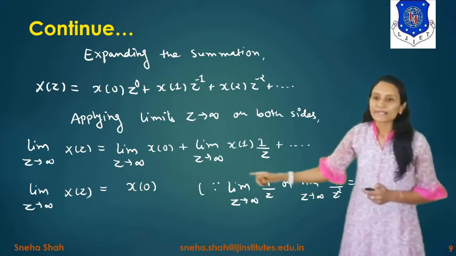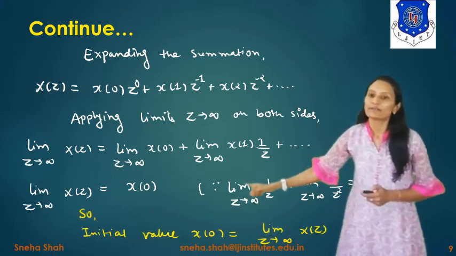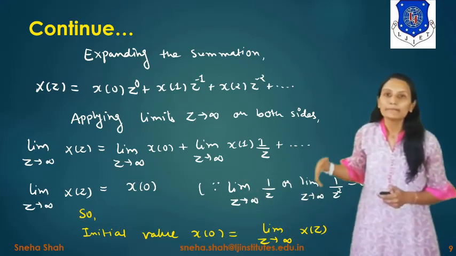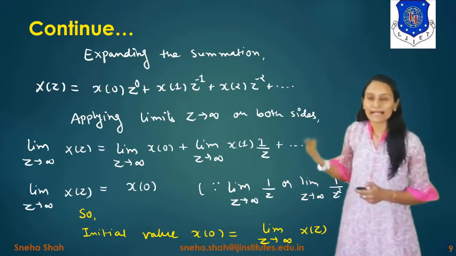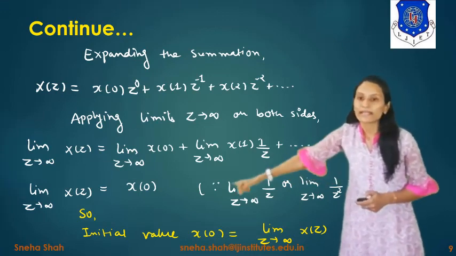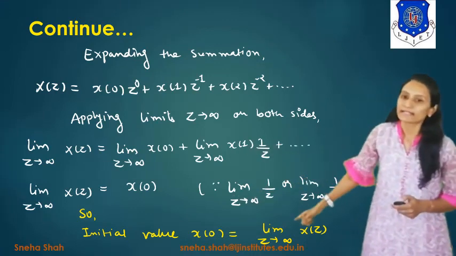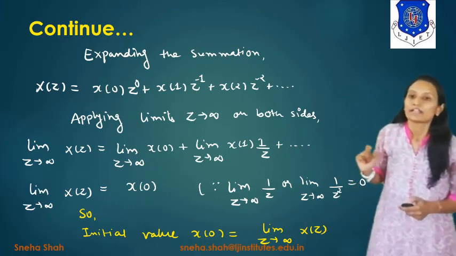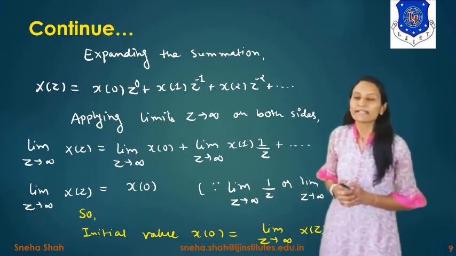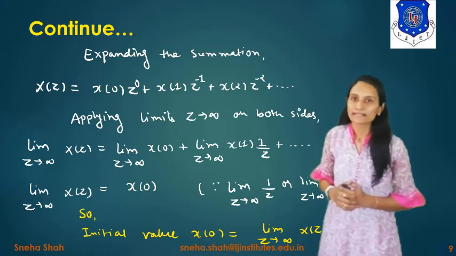So from this we can find the initial value as x of 0, from which value the input sequence starts. So x of 0 equals limit z tends to infinity x of z. So from this value we can find the first value of the sequence.